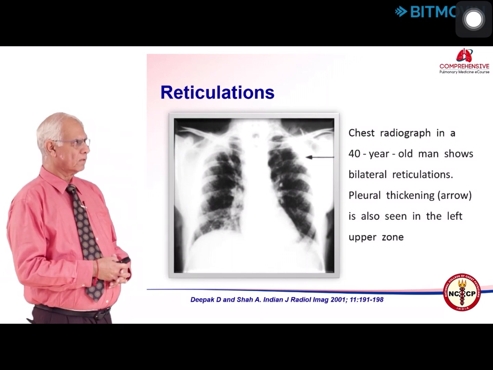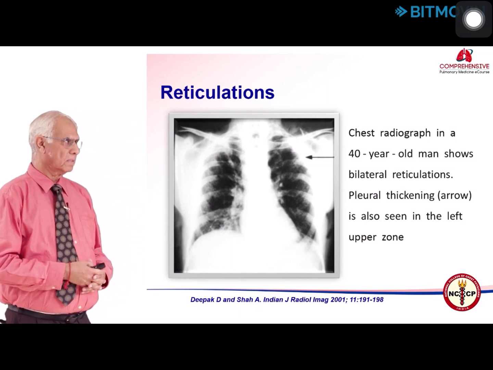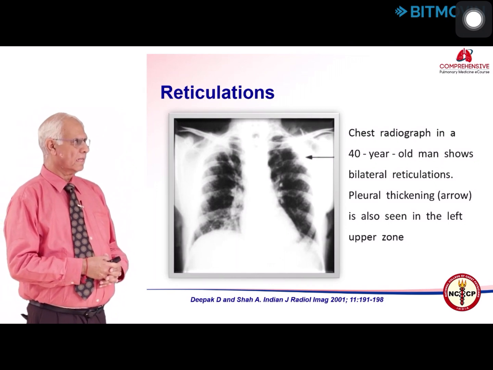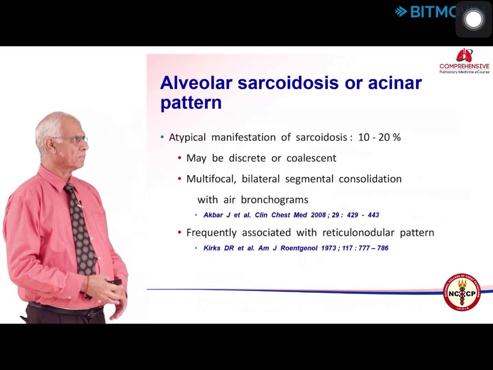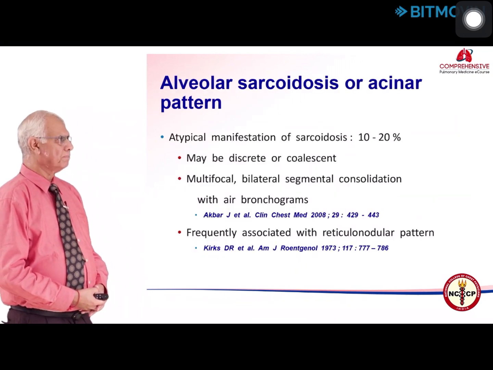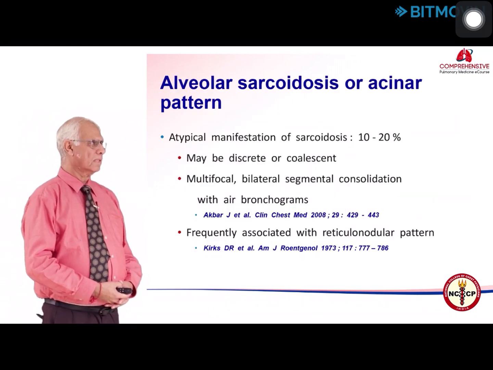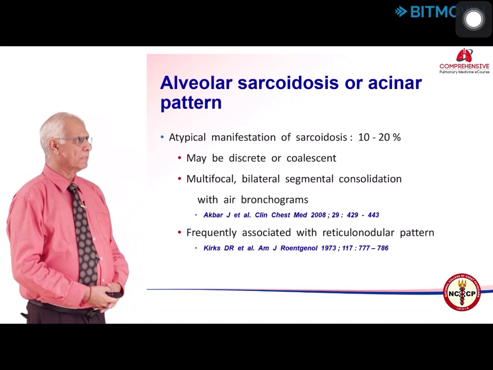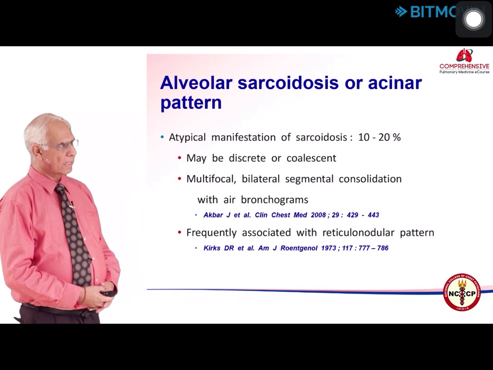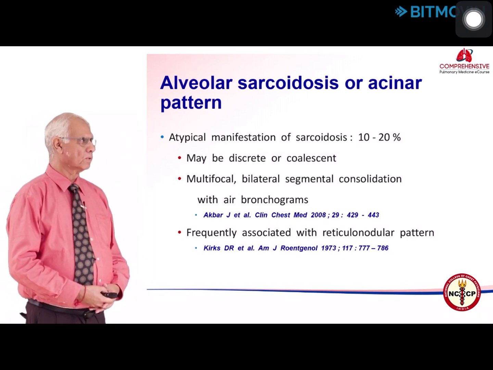There's pleural thickening over there. Pleura is not very commonly involved in sarcoidosis, but it can be involved also. This is seen in the left upper zone. Now, this is a very distinct pattern, the alveolar sarcoidosis, the acinar pattern. It is present in up to 20% of the subjects. There is only one study that showed 20%, otherwise it is all between 10 to 12.